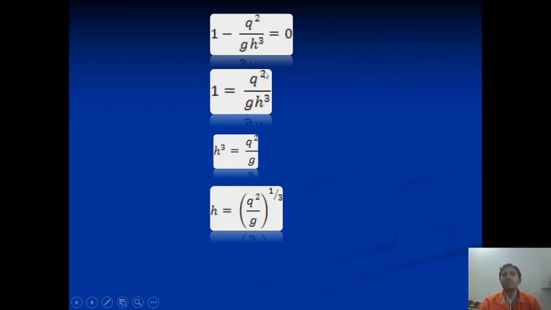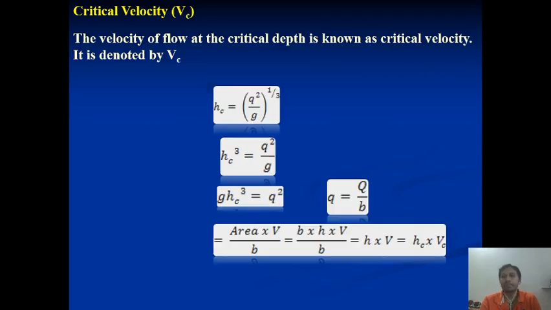So 1 is equal to Q square by G H cube, and then we proportionate that H cube is equal to Q square by G. So H is equal to (Q square by G) raised to 1 by 3. So this is the depth where we always get the minimum specific energy, and this we call Hc, and Hc is equal to (q square by g) to the power 1 by 3.